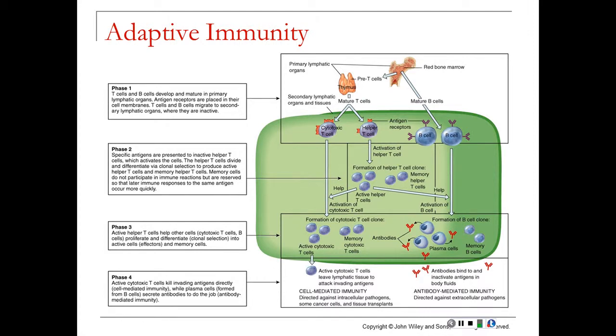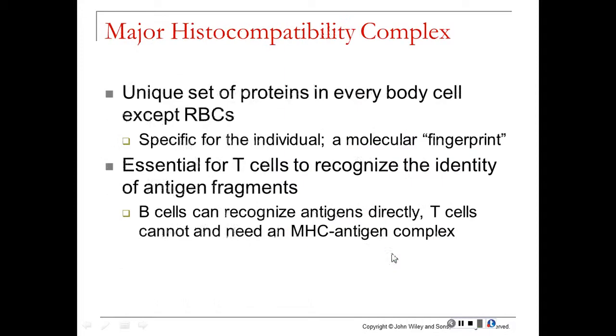Then phase 4 is when those cytotoxic T cells perform cell-mediated immunity, which is where they're going to attack each cell either through phagocytosis or secreting special enzymes to break those cells down. The B cells are going to differentiate into those plasma cells, which secrete antibodies. Those antibodies are then going to attack those foreign antigens.